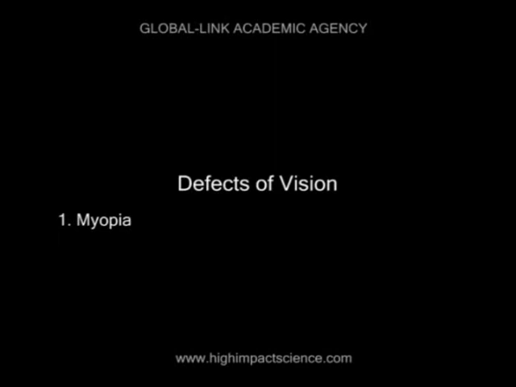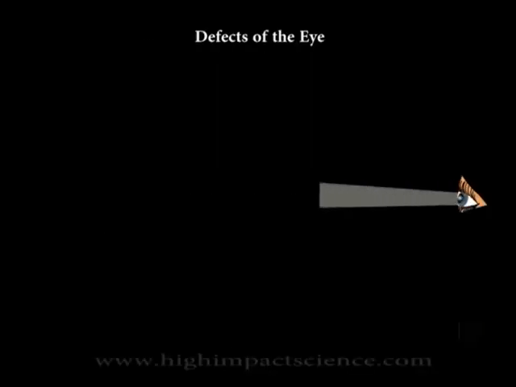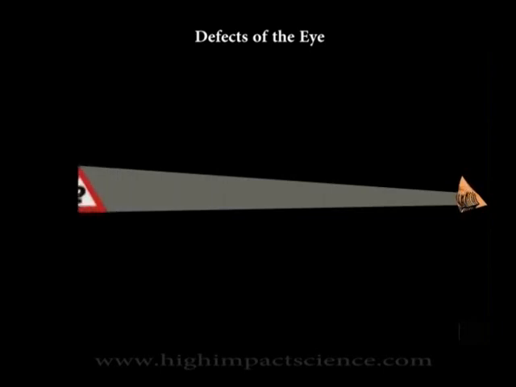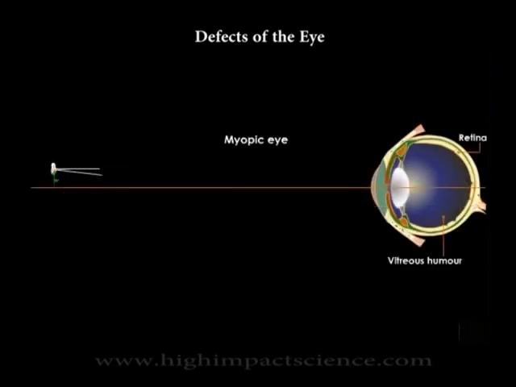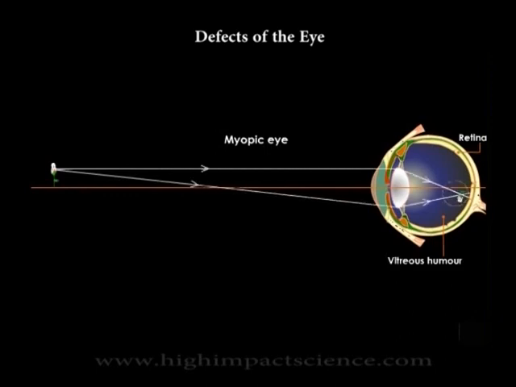Defects of vision. Myopia. Myopia is an eye defect due to which an eye is unable to see distant objects clearly. This occurs when light rays entering the eye converge in front of the retina in the vitreous humor.